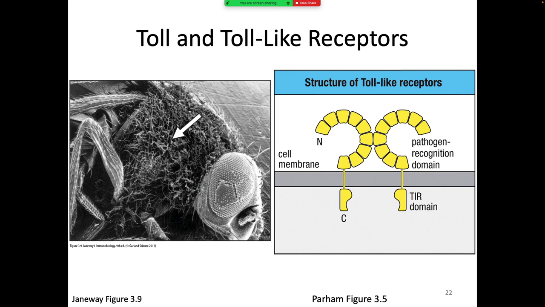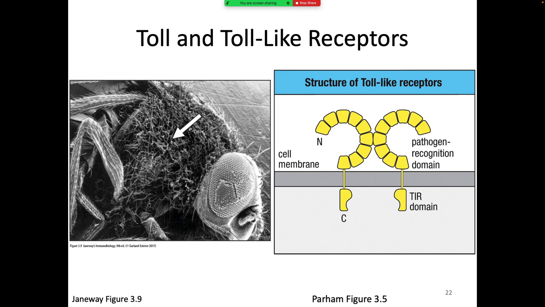We have since found that there are a whole group of proteins that are like toll. Again, so creative. They were named the toll-like receptors because they were like toll, or the TLRs. They all have pretty similar structures. So they have some part of them that can bind the MAMP, as well as some kind of domain that is going to allow for signal transduction.